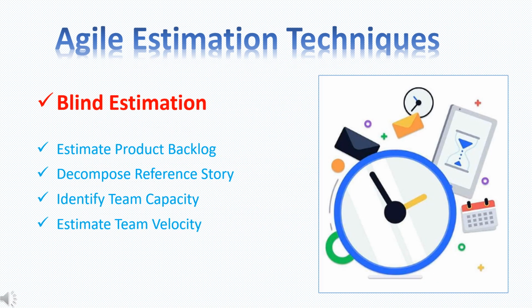Now let's talk about two basic ways of estimating in agile. There are blind estimations and affinity estimations. Blind estimations require quite a bit of background work and involve estimating the product backlog, decomposing the reference story, identifying the team's capacity to complete work, and then predicting the team's velocity.